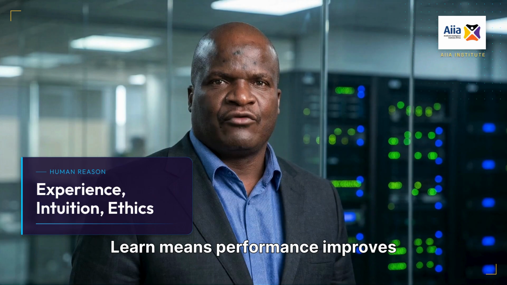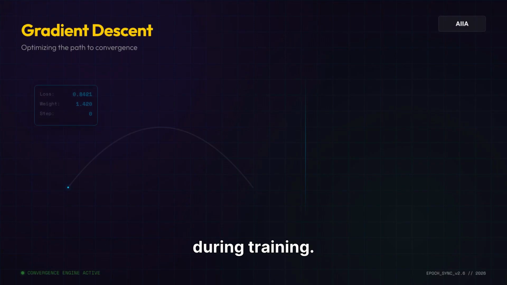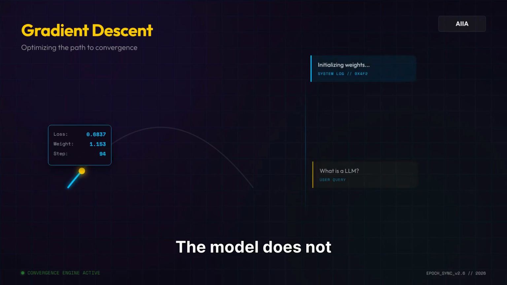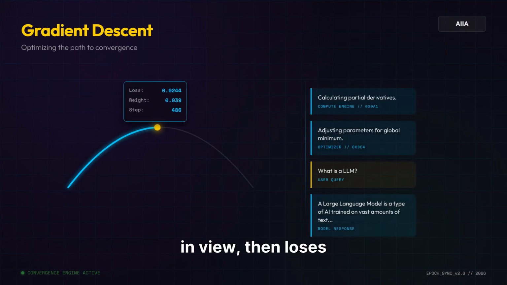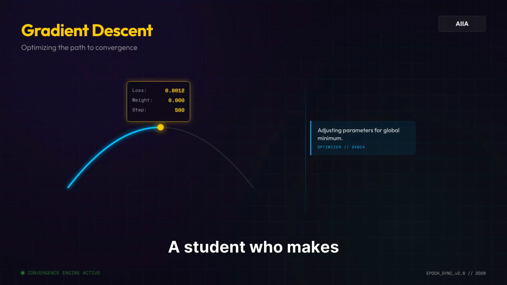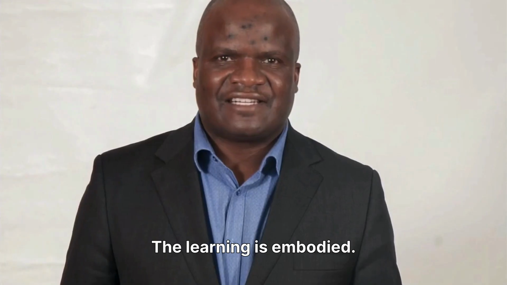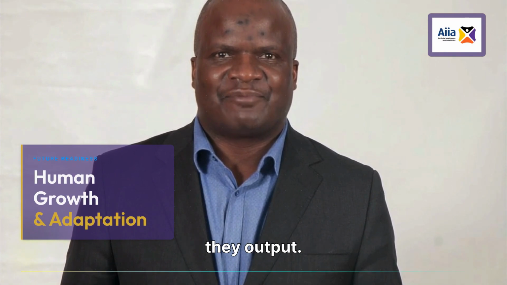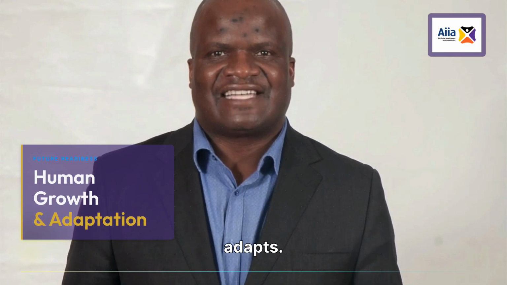Learn means performance improves with data. Gradient descent adjusts parameters during training. Then the parameters freeze. The model does not update from this conversation. It holds the conversation in view, then loses it. A person learns differently. A student who makes a mistake adapts and carries the lesson forward. The learning is embodied. It changes how they think, not just what they output. The machine adjusts weights and stops. The person grows and adapts.